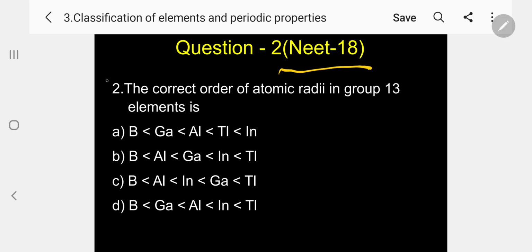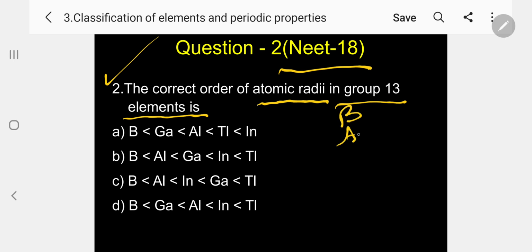Kindly follow. Let me read the question. The correct order of atomic radii in group 13. In group 13, you know, the boron family. Boron family means immediately you have, I told you to memorize, boron, aluminium, gallium, indium, thallium. Immediately you have to memorize and write it. This is the family. So what they are asking is the correct order of atomic radii.